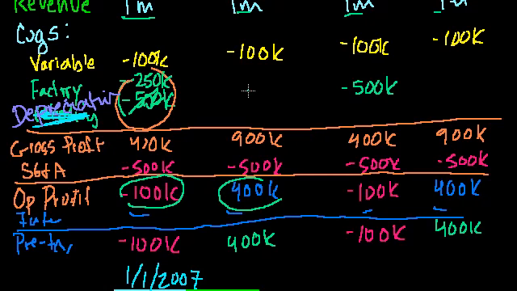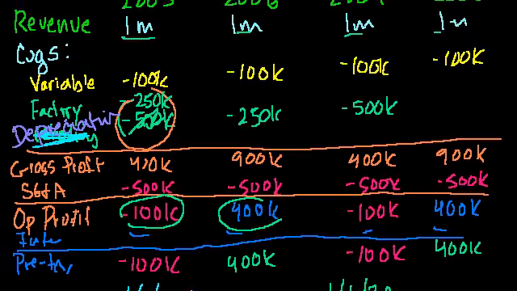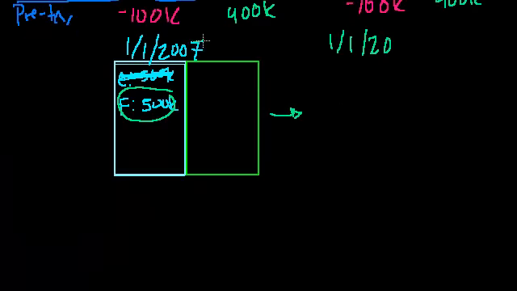Likewise, in this year, no cash went out the door, but my equipment got a little bit older, so I used half more of it, so it's $250,000. And then my equipment is worthless. So this is in 1/1/2007. I have this tool that's worth $500,000. Then on, actually, where did I start? This was 2005. So this is 1/1/2005.